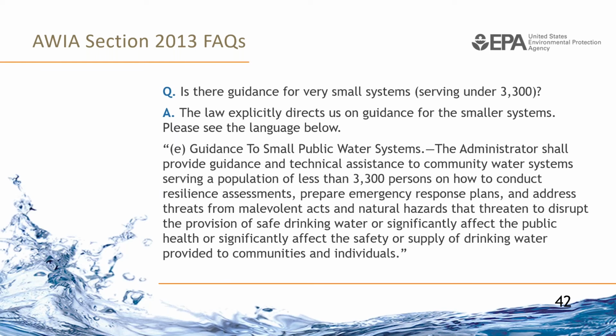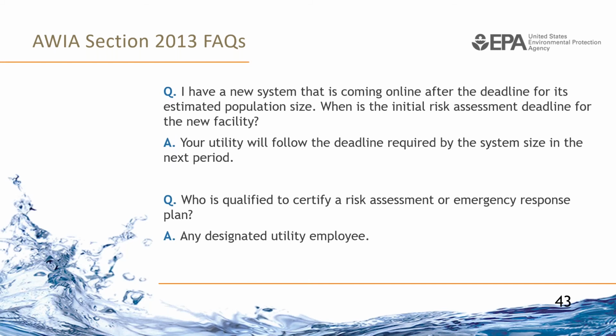And we talked about this before. Is there guidance for very small systems? There isn't, but there will be, and it is required by law. So this will be available. The plan is to release it in 2021, so check back on our website for that. What do I do if a new facility comes online after the compliance deadline? Your utility would follow the deadline required for that system size in the next 5-year period.